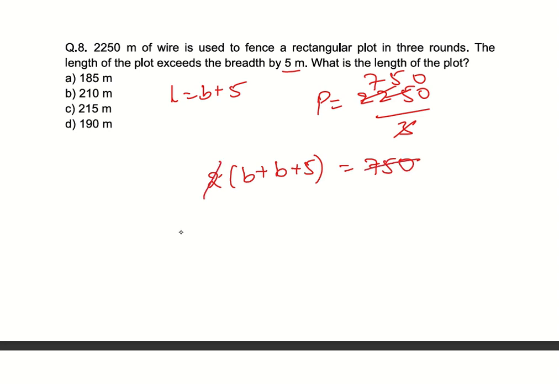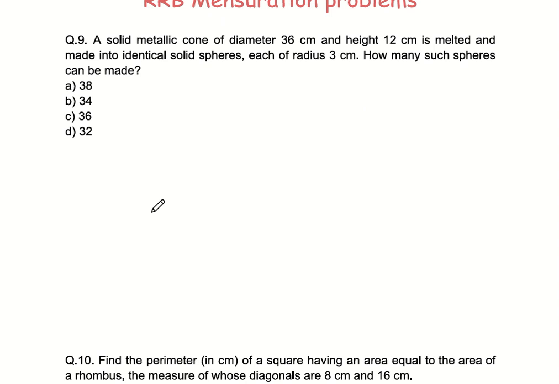Dividing by 2 gives 375. Transferring the 5 to that side, b plus b, 2b, is equal to 370. So breadth equals 185, but they are asking for length, so 185 plus 5 is 190. D is our answer. Now the ninth question.